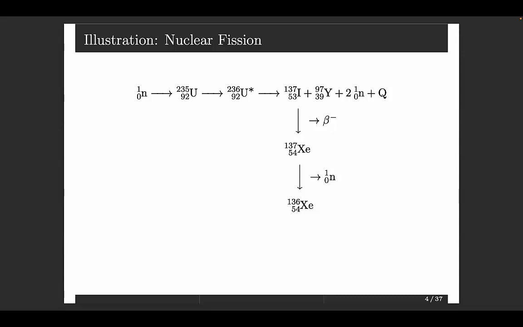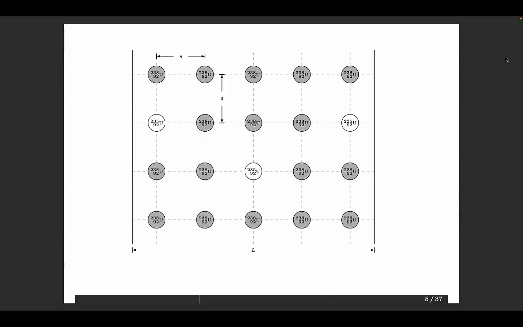We'd like to model this process in order to figure out certain design parameters. What I'm showing here is a cross-section of a piece of uranium. It contains 235 and 238 isotopes. Raw uranium is less than 1% 235, with the rest being mostly 238. However, the 238 only becomes fissile if the absorbing neutron is very high energy. In this simple example, the length of the material is capital L, and the distance between the atoms is denoted delta.